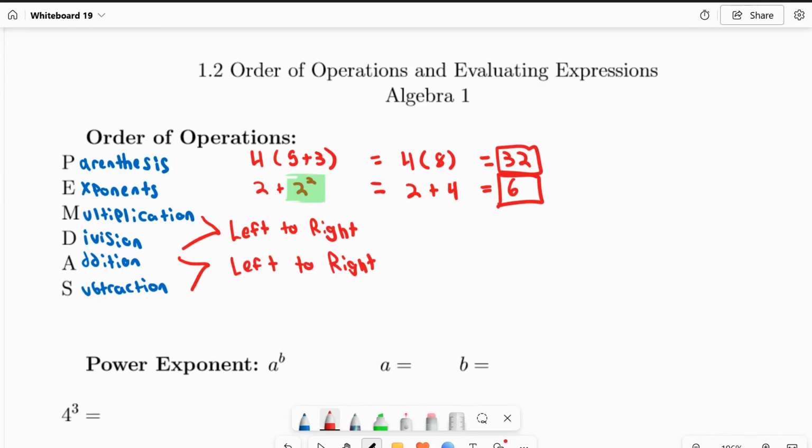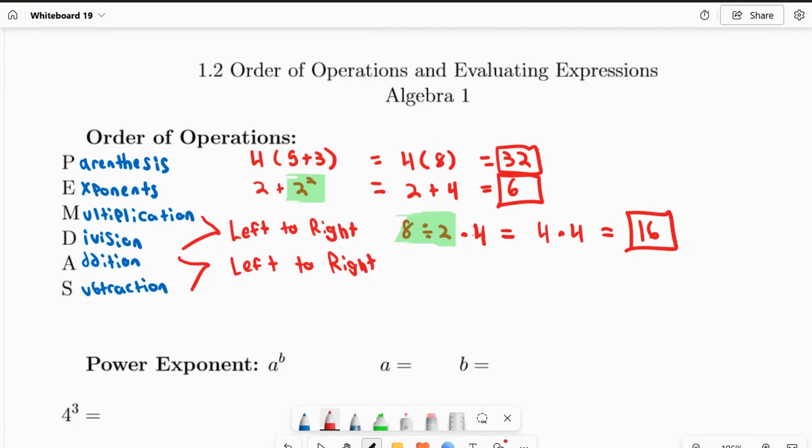All right, for multiplication and division, I'm going to give you an example with both of them. So if I gave you 8 divided by 2 times 4, remember, we're going to start going left to right. So the first operation here is going to be 8 divided by 2. 8 divided by 2 gives us 4 times 4. 4 times 4 is just going to give us 16.